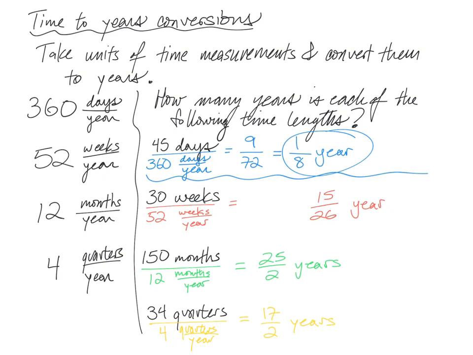So for this last one with the quarters, I looked at 34. I divided it by 4 quarters per year because that's how many quarters are in a year. And you'll notice that the only number you can divide into 34 and 4 evenly is 2. So divide 34 by 2 and get 17. Divide 4 by 2 to get 2. You'll end up with 17 over 2 years.